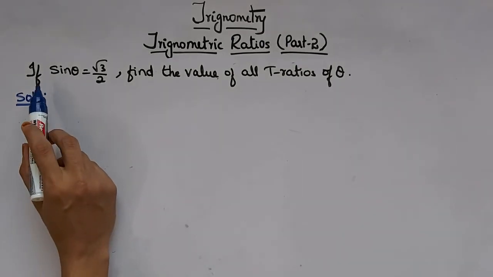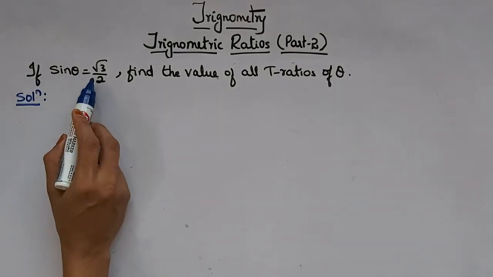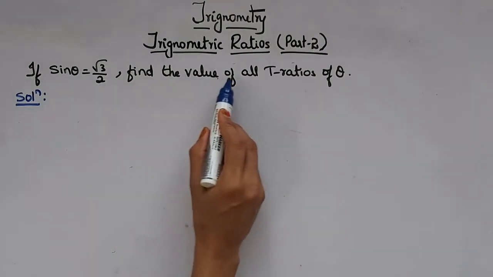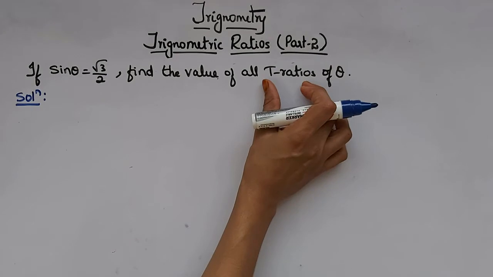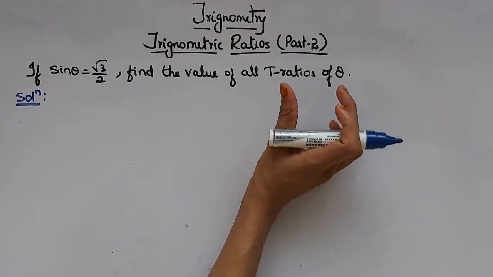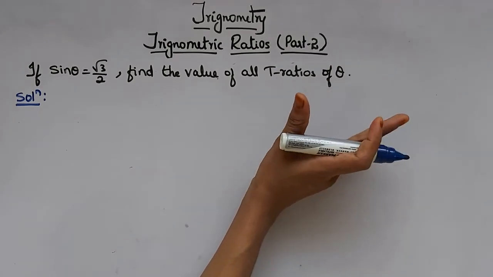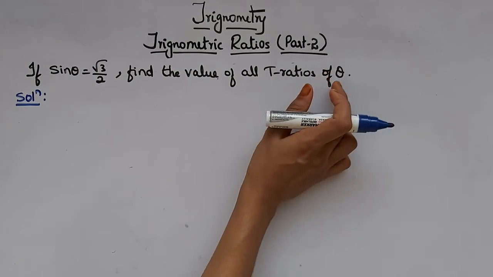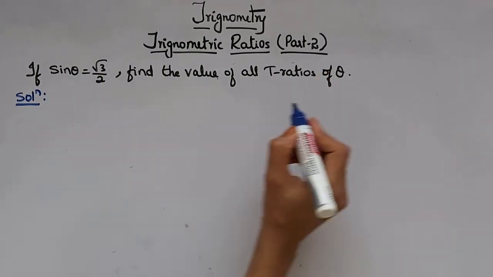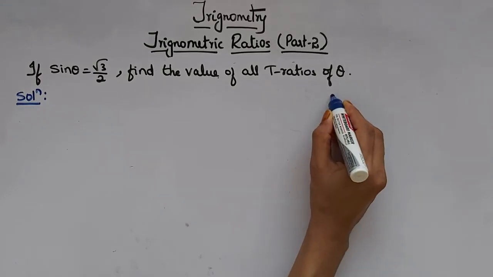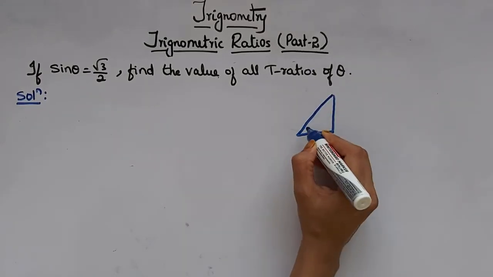Now let's see this problem. Here it says, if sin theta is root 3 by 2, find the values of all t ratios of theta. So we know what are t ratios, right? That is nothing but your sin theta, cos theta, tan theta, cot theta, secant theta, cosecant theta. All these are t ratios of theta, right? So here it is given that sin theta is root 3 by 2. So now first let's draw the right angle triangle, acute right angle triangle.